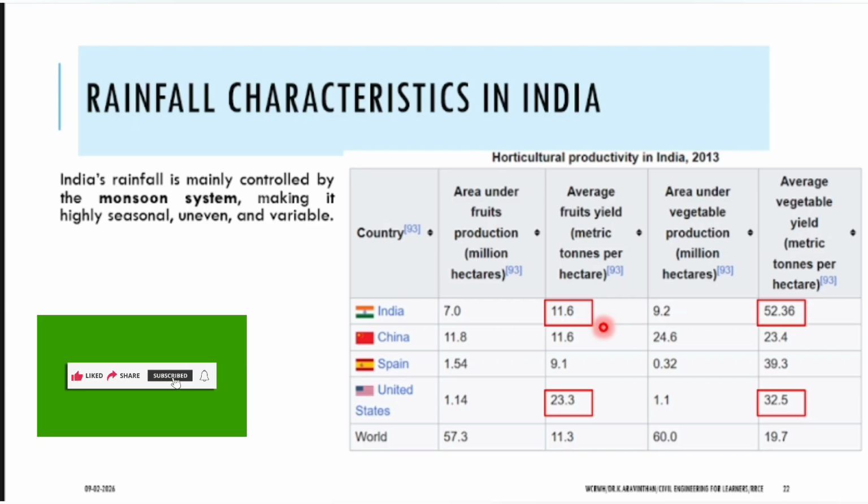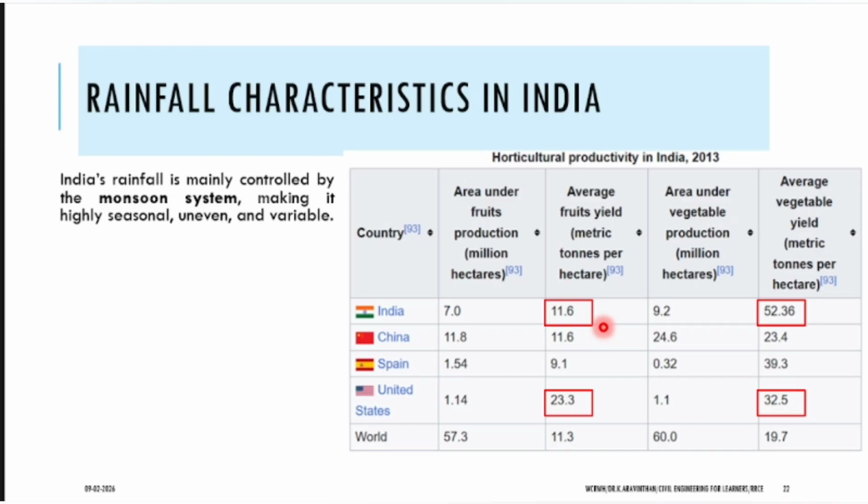You see in India how many million hectares we have. Currently we have 7 million hectares. So this is the agricultural land. The fruit yield we get is 11.6 per hectare. Now if you compare with this, around 1.5 times of yield we are getting. If we are having a land, 1.5 times higher reap we are getting.